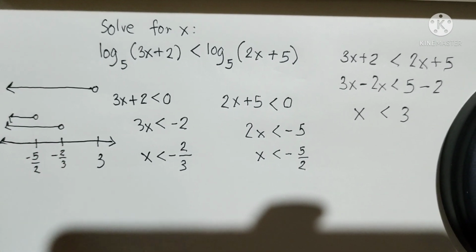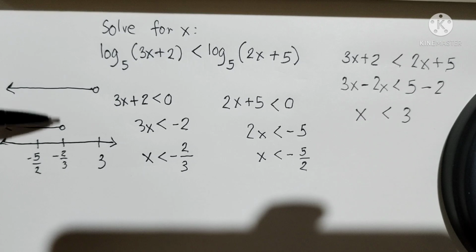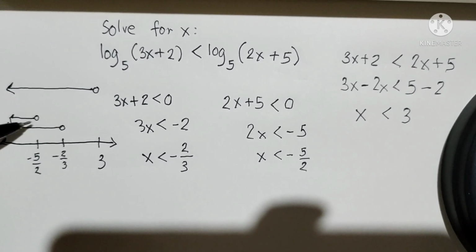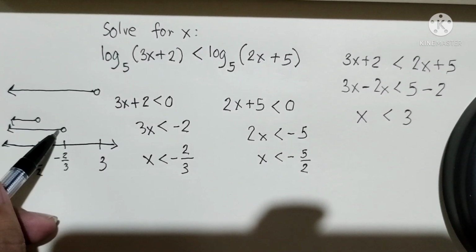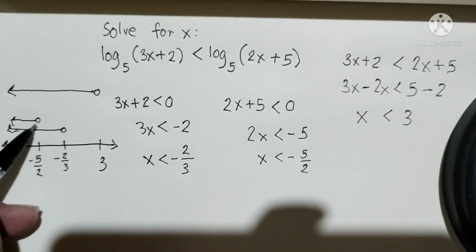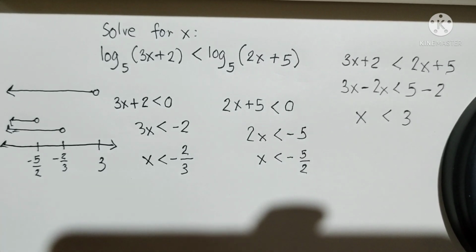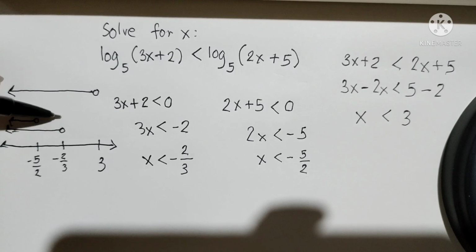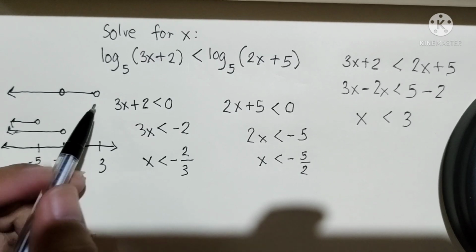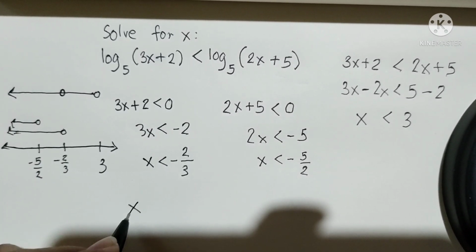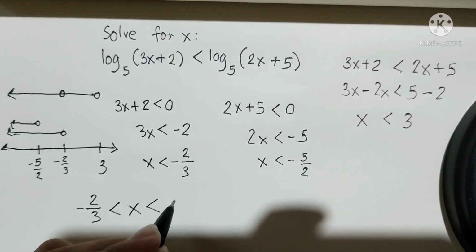However, meron na tayong restriction. Meron pa tayong restriction. Hindi natin pwedeng isama yung mga numbers na mas mababa sa negative 2/3 at negative 5 over 2. Or in other words, hindi natin pwedeng isama yung mga numbers na mas mababa sa negative 2. Kakainin lang din ng set na ito dahil subset niya. So in other words, yung ating solution will be from this point hanggang sa point na ito. Finally, possible values ng x ay it should be greater than negative 2/3 but less than 3.